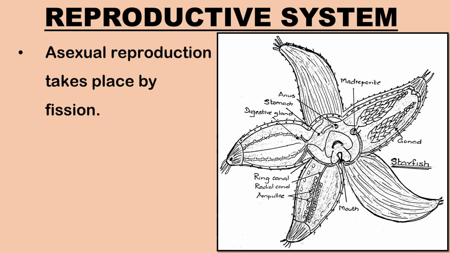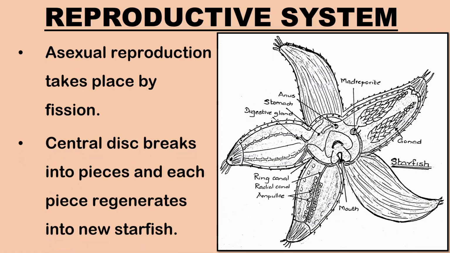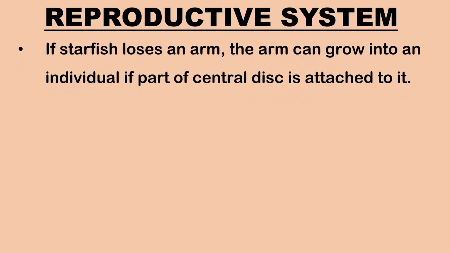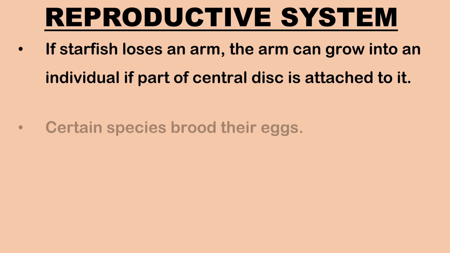Asexual reproduction in starfish takes place by fission. The central disc breaks into pieces and each piece regenerates completely into genetically identical new starfish. If accidentally the starfish loses an arm, the arm can grow as an individual as long as it has a part of the central disc attached to it.